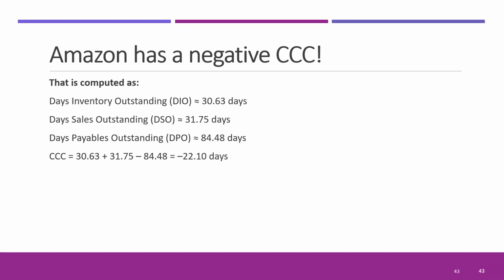I don't know why their days sales outstanding is 31 days. Maybe the credit card companies are holding out in some cases. Maybe they have business accounts in some cases. But Amazon and Walmart and Costco, these huge retailers, there's such a gateway to customers that they can use that leverage and wait 84 days to pay their vendors.